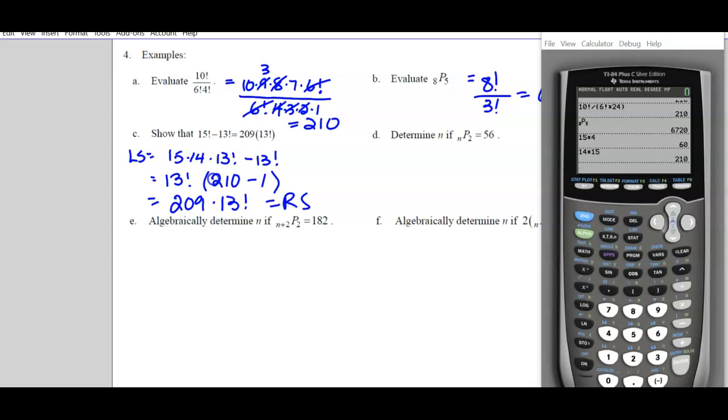Okay, then a little bit more of the algebraic skills. So obviously, you can use trial and error with your calculator to get n. But if we asked you to determine it algebraically, you need to think about what nP2 is. So that's n factorial over n minus 2 factorial. By the way, the maximum factorial that your calculator can compute is 69 factorial.